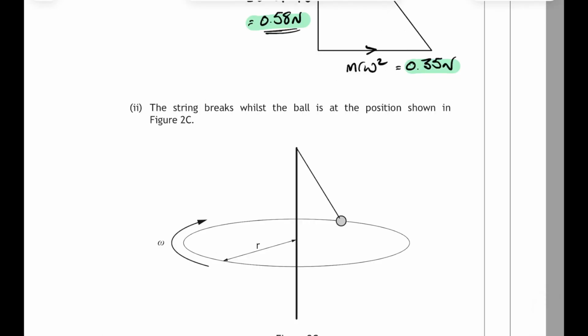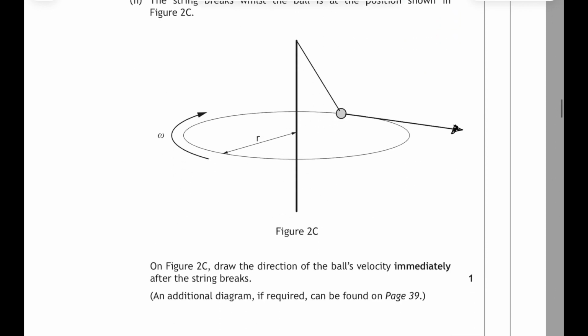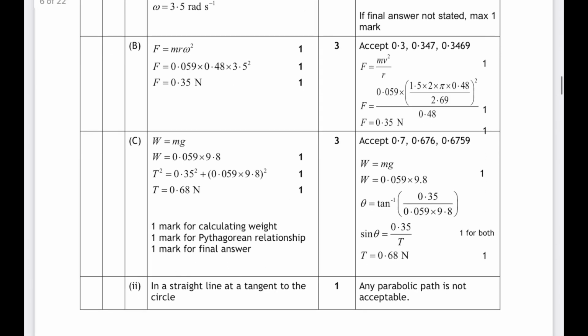Then the string breaks when the ball is in the position shown in figure 2c. So the ball is going to then move off at a tangent to the circle. Oh, better read the question first. On figure 2c, draw the direction of the ball's velocity immediately after the string breaks. So it's a tangent to the circle. Make sure you don't go inside the circle. And that's pretty much exactly what it says in the marking instructions.